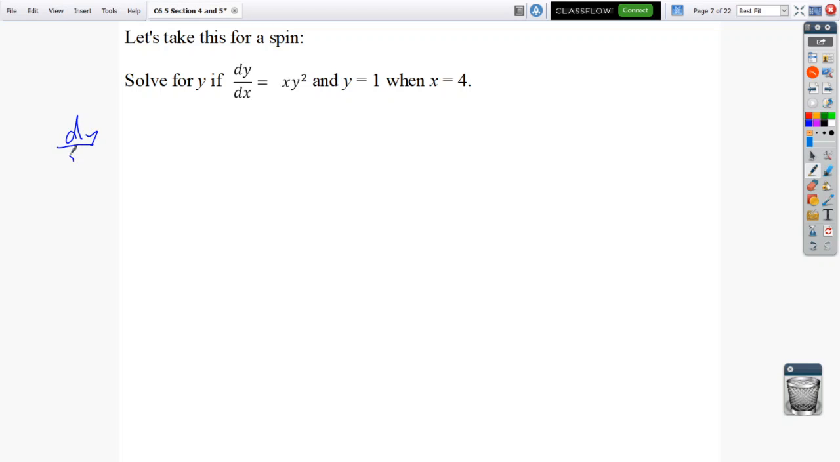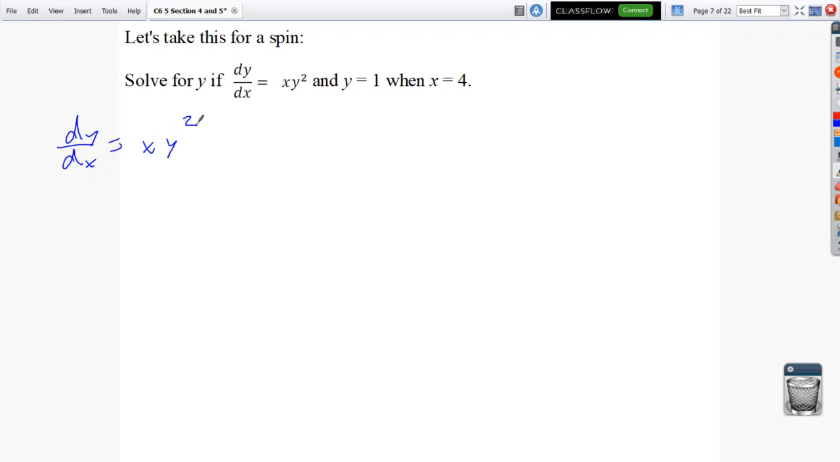dy dx is equal to xy squared. And now we want to separate the variables. Again, this is your first step. Get y to the left, get x to the right. So looking here, we can multiply both sides by dx and divide both sides by y squared, so that we end up with dy over y squared is equal to x dx.